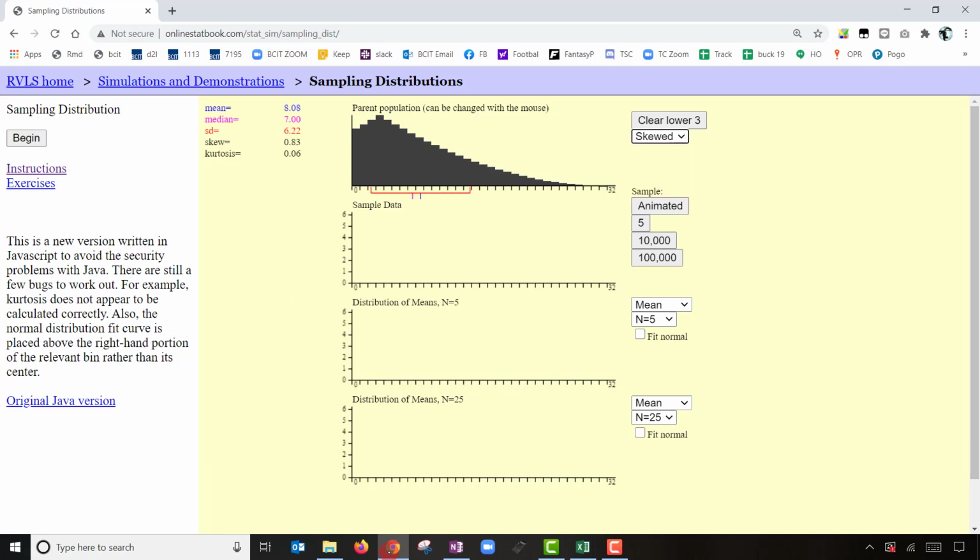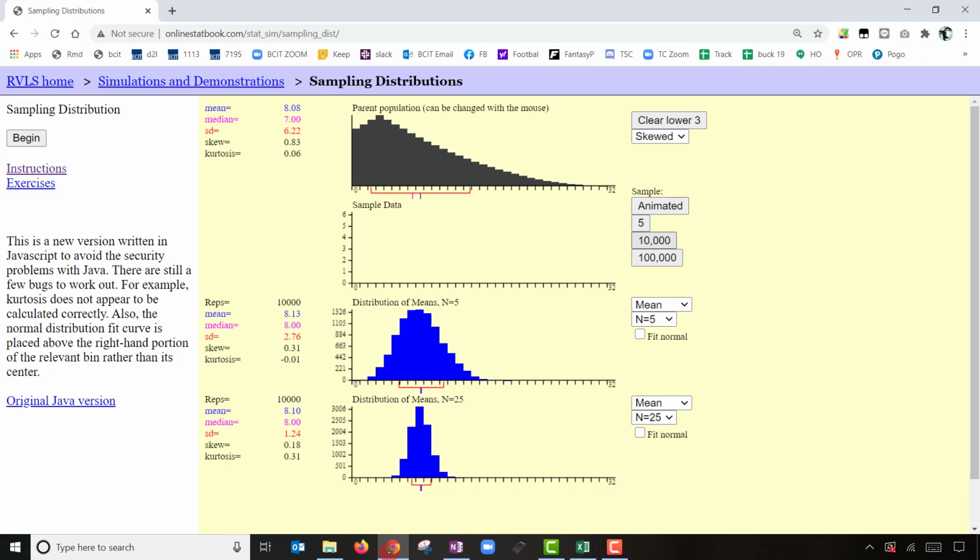If I start with a skewed distribution, that's when things start to go off the rails a little bit. If I do 10,000 samples, you'll see that when n equals 5, we have something that's still a bit skewed. But once we hit 25, things are good. The magic number we use in statistics is 30. As long as you have sample sizes that are 30 or more, you get yourself a bell curve.